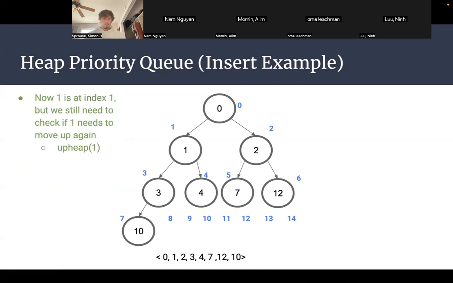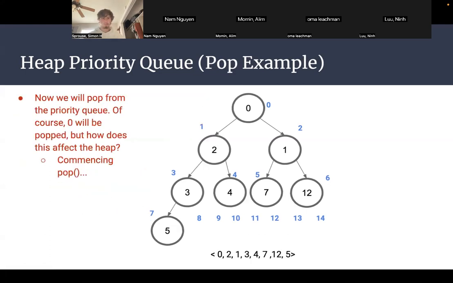Okay, so now what about pop? So pop is going to make use of an algorithm called downheap, a very similar idea. So when we pop, we are always removing the minimum. Remember, a priority queue exists to pop the minimum or maximum element, right? So in this case, we've decided the whole purpose of our data structure is to quickly have our minimum element available.